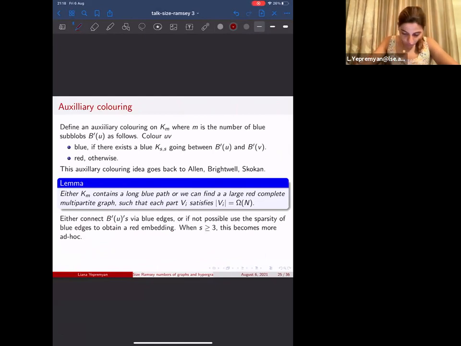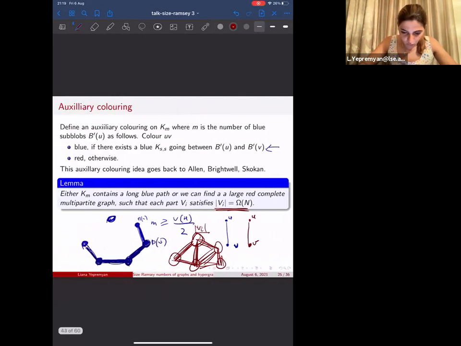Okay, so without going into further details, let me just say that if the number of colors becomes more than 2, this becomes much more ad hoc and much more technical, because if you don't find, say, a path in one color, then you no longer can say that, okay, I'm going to find a large multipartite graph in the other color. You'll find it, you will have many options. It is no longer going to be just red.